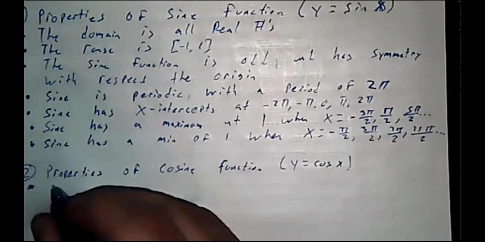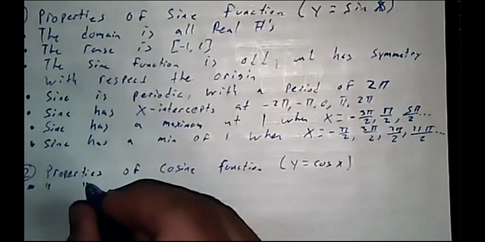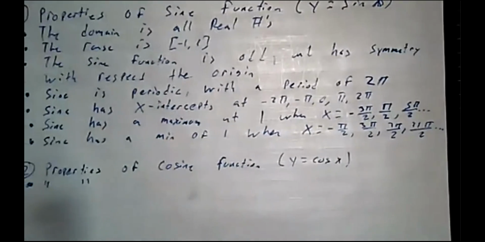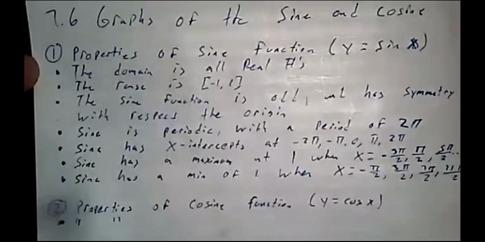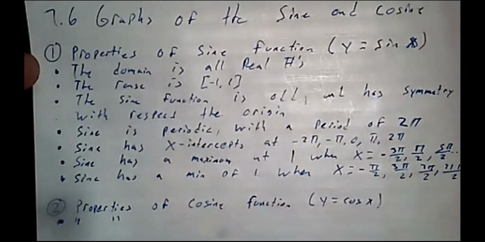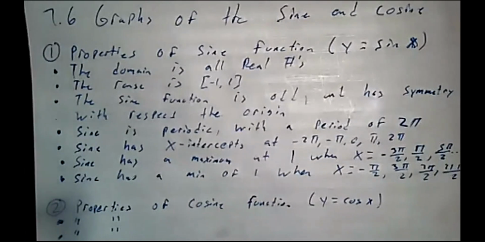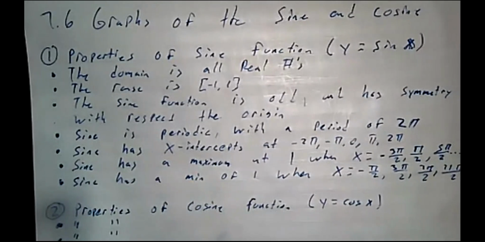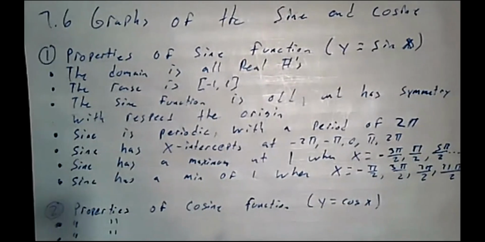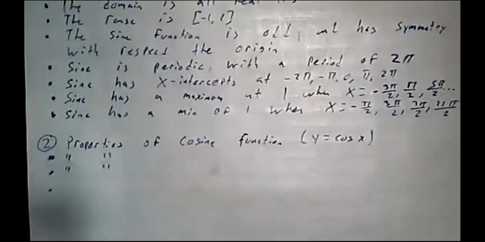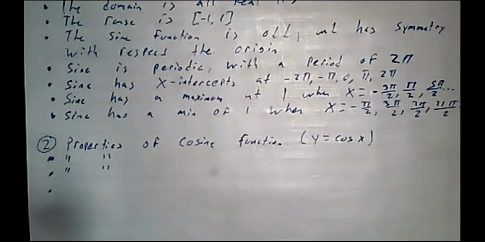So the first point will be the same. I put little quotes meaning it's the same thing as sine, so we don't have to write down the exact same thing. You know what I mean? So number 2, second little thing is the same thing. They have the same domain and range, which we wrote down during the last section. Does that make sense? Okay.